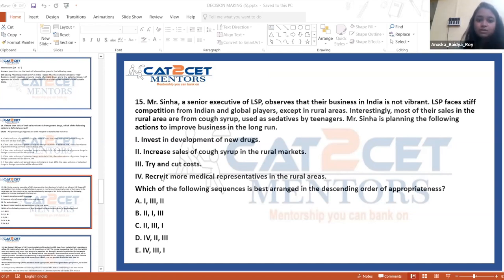Again, will we read all these four first? What have I told you? Do we read these, or do we read the question? We first read the question, right? Yes. We read the question first. What does the question tell us? Which of the following sequences is best arranged in the descending order of appropriateness? Okay. So we have to arrange in descending order. The best option has to come first, followed by the next best, then the next. Okay. And what is Mr. Sinha trying to do? He is planning to improve the business in the long run. So we have to think long term. So A is invest in development of new drugs. Good idea, right? If we invest in new drugs, we become competitive in the urban market.